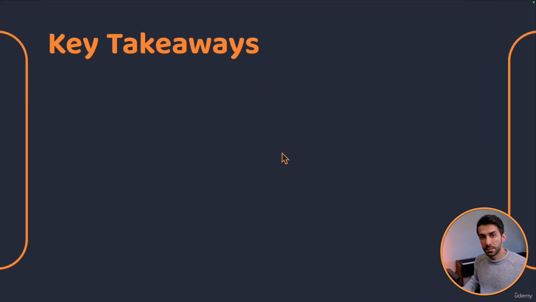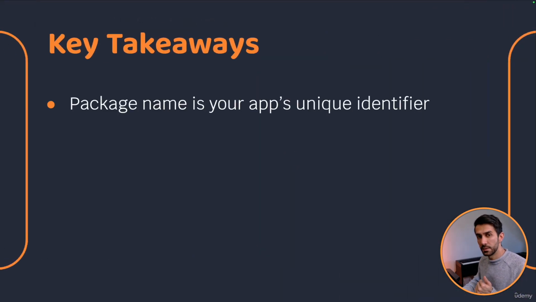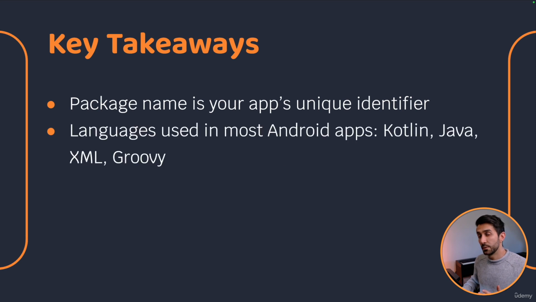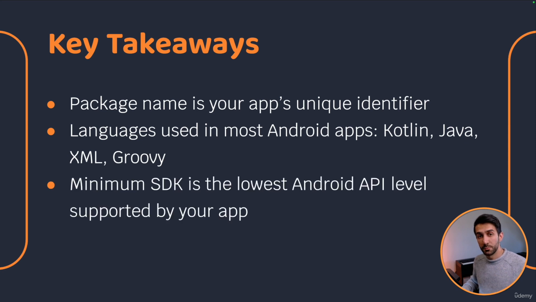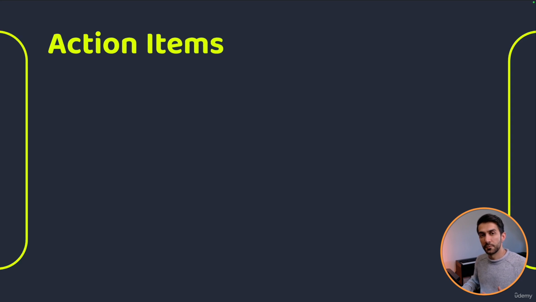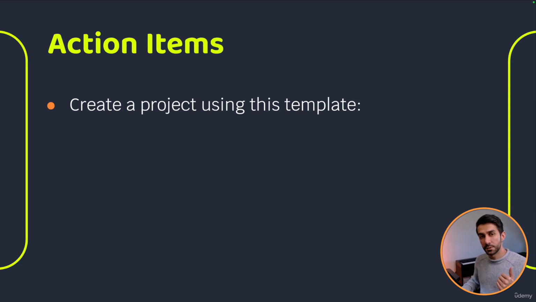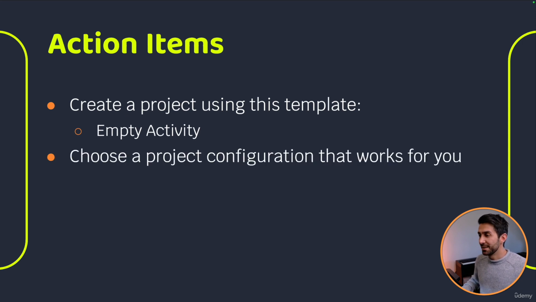So the key takeaways of this lesson: the package name is your app's unique identifier. Languages used in most Android apps are Kotlin, Java, XML, and Groovy. And the minimum SDK is the lowest Android API level supported by your app. And so the action item for this lesson is to create a project using this template, and choose a project configuration that works for you.